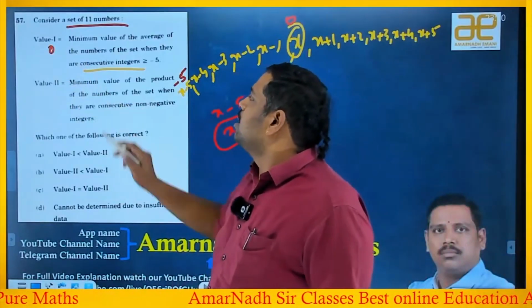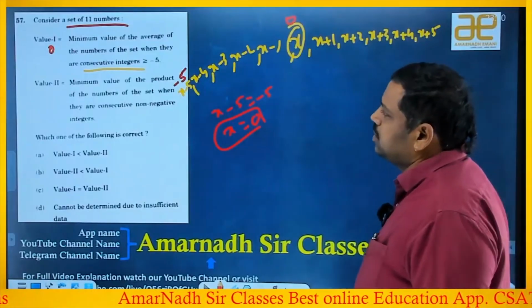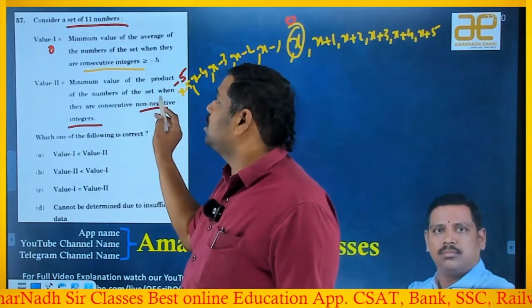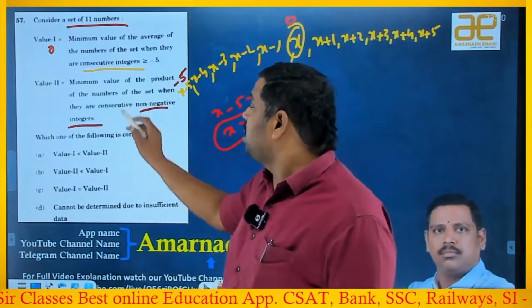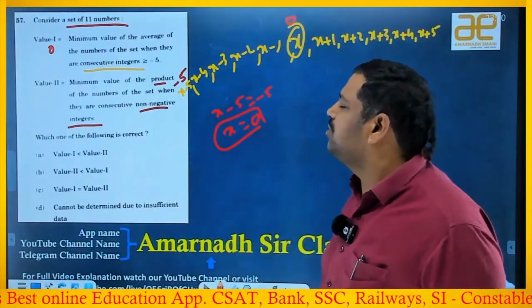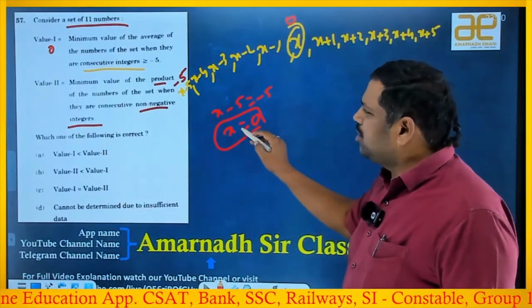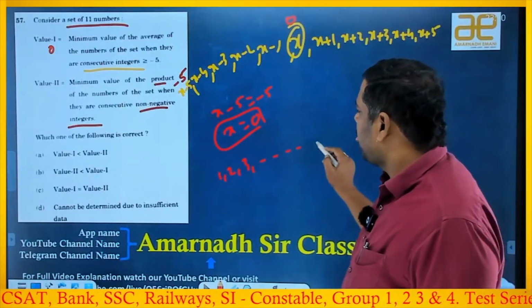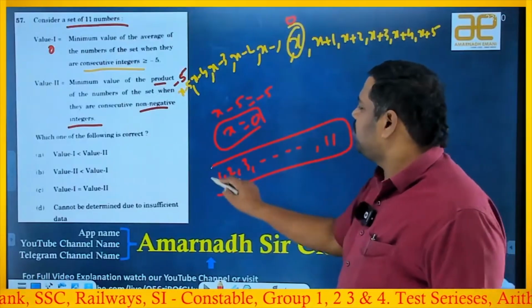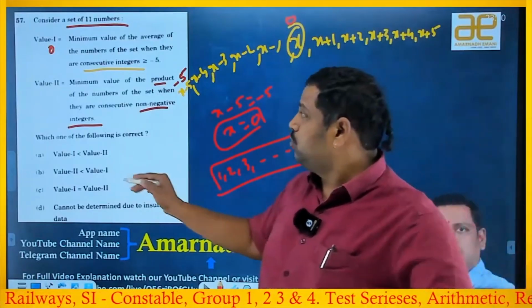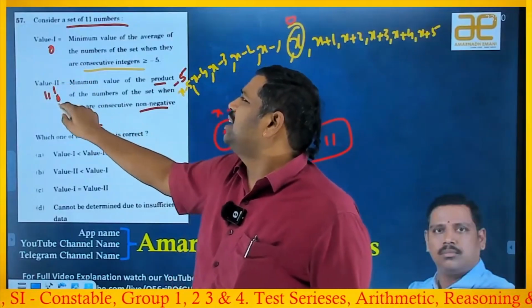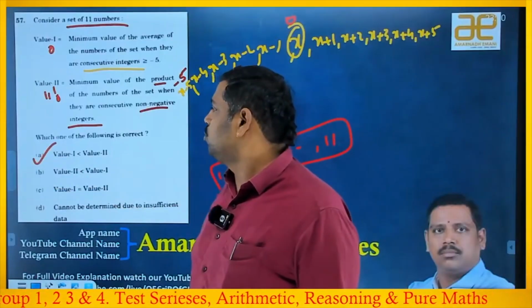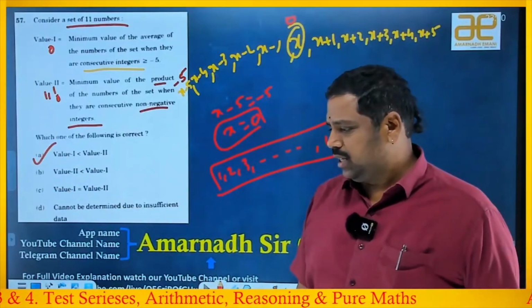0. Minimum value of the product of the numbers of the set when they are consecutive non-negative integers. Understand, these are the non-negative integers. You want the minimum value of the product. Then if you take non-negative integers, all are consecutive, right? Minimum value you are asking, right? So definitely I have to take the numbers 1, 2, 3 and so on, right or wrong? 11. If I multiply all this, it is nothing but 11 factorial, a very big number, right? So value 2 is nothing but 11 factorial. You can clearly say which of value 1 and value 2 is greater, right? Value 2 is greater. So value 1 is less than value 2 is the right answer. Okay. Let's see the next beautiful one.